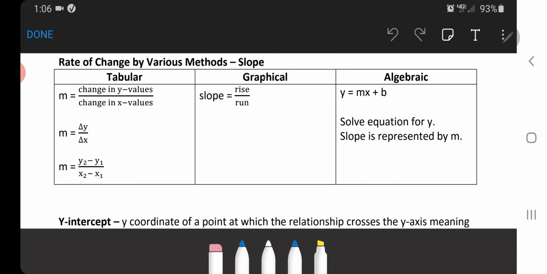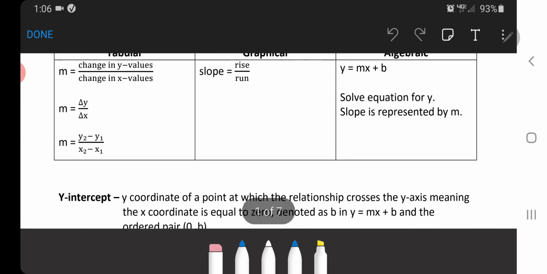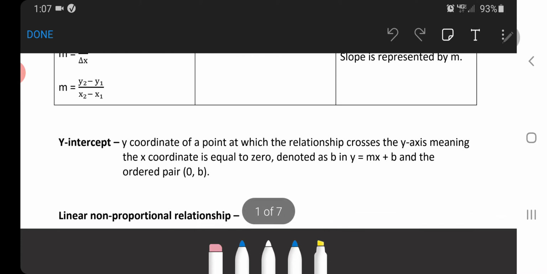If graphical, this is when we have a graph, we can use slope equals rise over run. And algebraically, looking at the equation y equals mx plus b, you can solve for the equation y. Once again, you'll get this form, and the slope is represented by the m value, the number in front of the x, or the number in front of the independent variable. Typically we use x and y's, but sometimes I'll use something different.